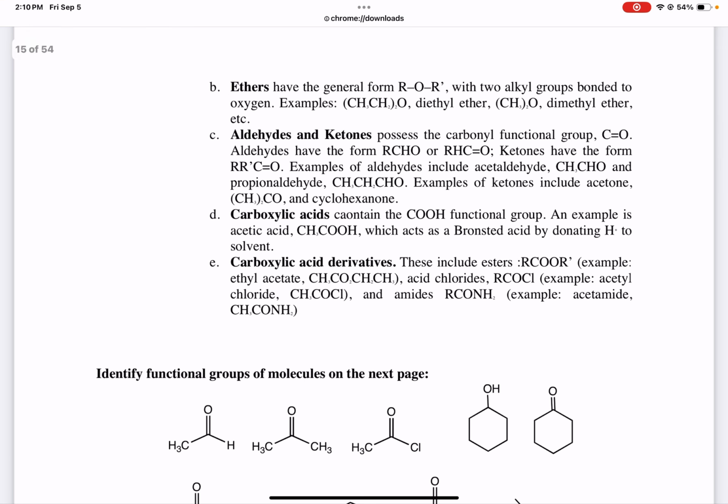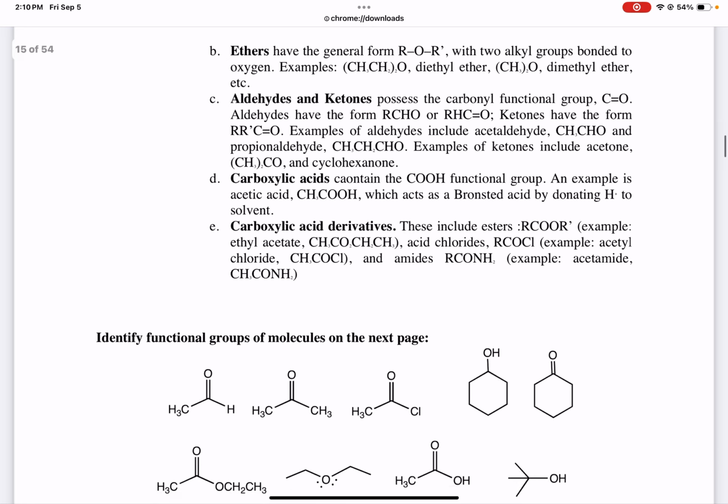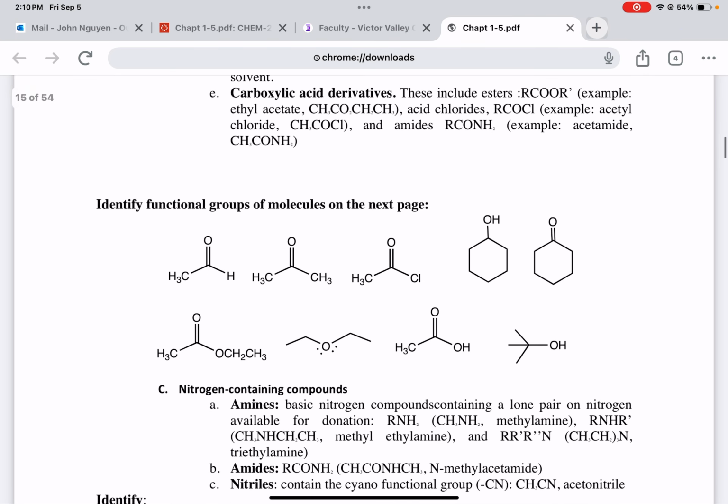Aldehyde and ketone: an aldehyde is C double bond O, and there's a hydrogen on the carbon. Ketone, C double bond O, on the left of that carbon, on the right, no hydrogens, connected to other carbons, that will be a ketone. Carboxylic acid, you have to have a C double bond O and the OH right next to each other. That's carboxylic acid. So we call it COOH, right? Carboxylic acid derivatives like ester, acid chloride, and so on and so forth.